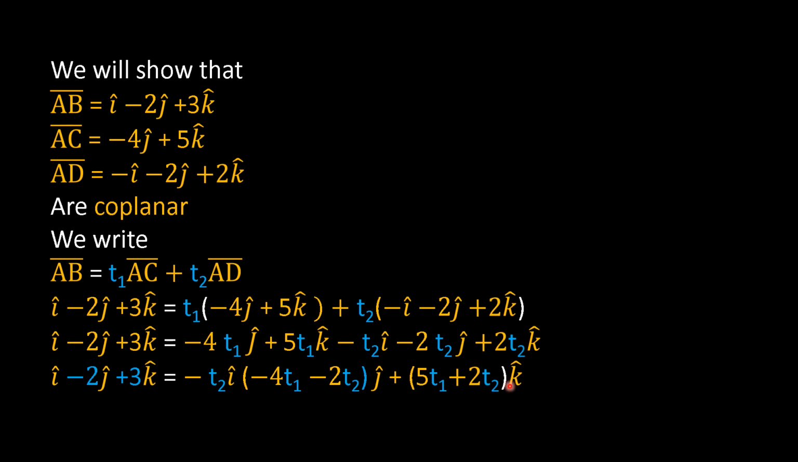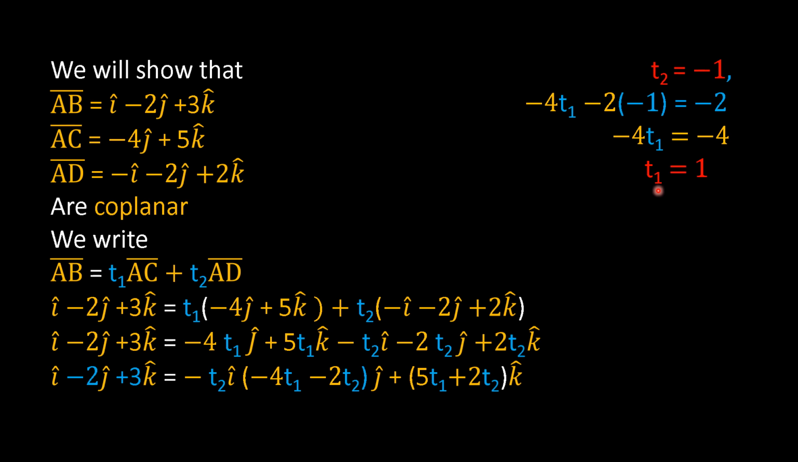Now we will equate the coefficients of i cap, j cap and k cap and write minus t2 equals 1 gives us t2 equals minus 1. Substituting the value of t2, we get minus 4t1 minus 2 times minus 1, which is this, equals minus 2. So that gives us minus 4t1 equals minus 4 and t1 equals 1.